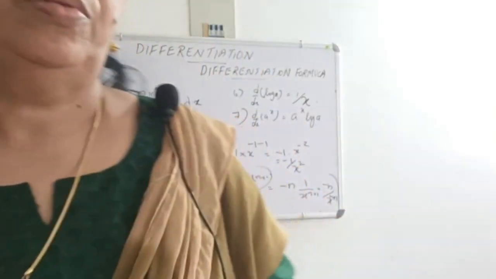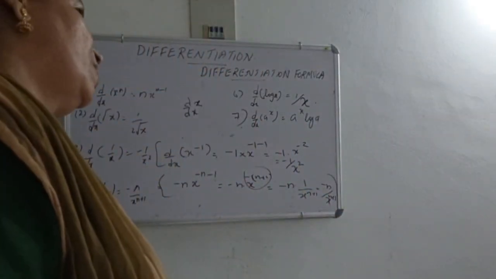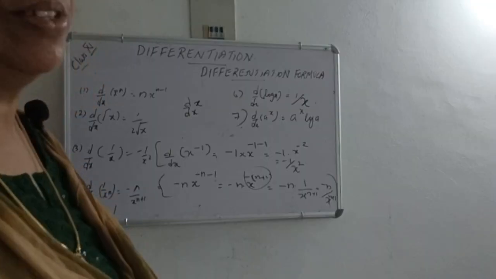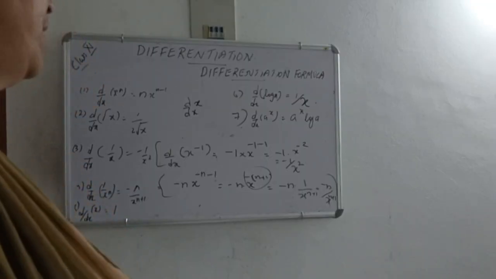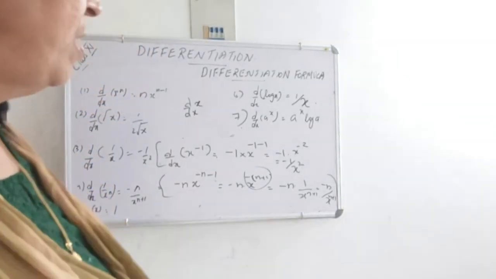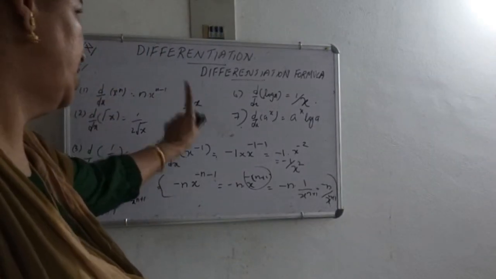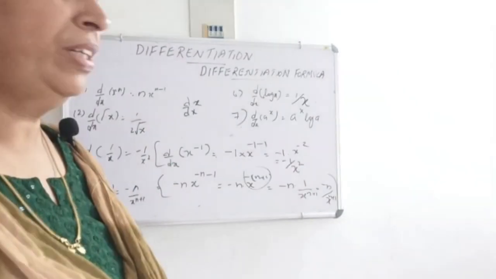d by dx of log x is 1 by x. d by dx of a raised to x is a raised to x log a. You have to learn these 7 formulas by heart when studying differentiation.